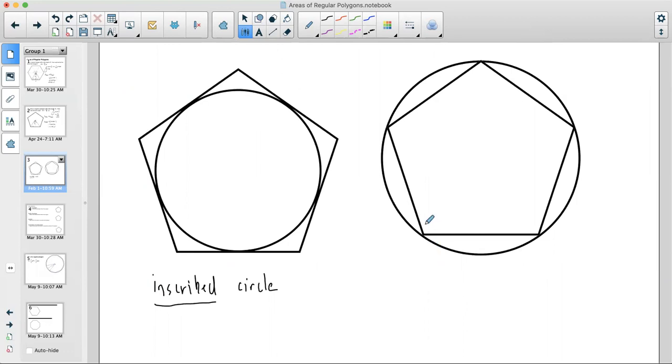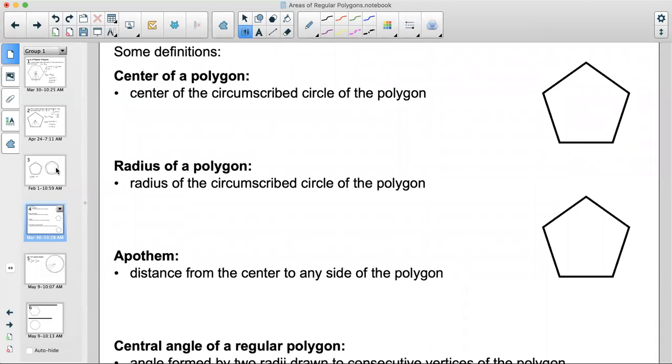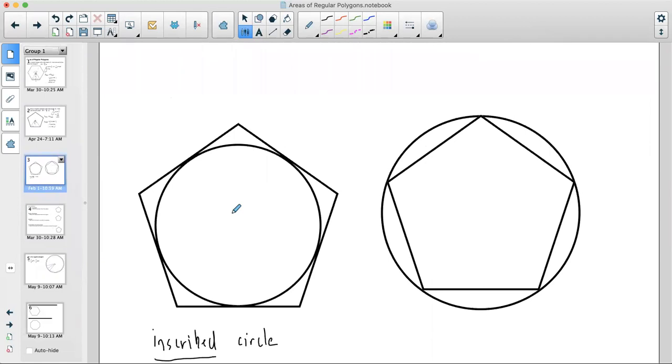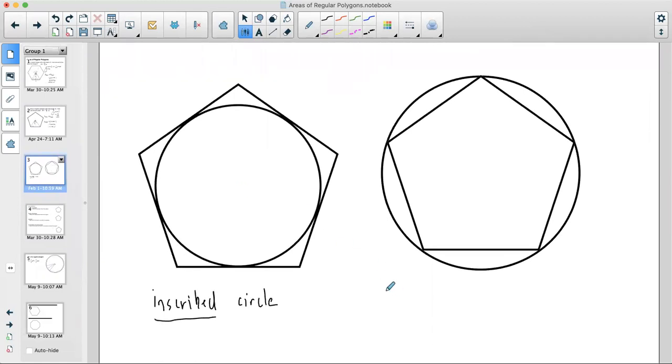I would say that this circle is an inscribed circle, but we call this circle that's on the outside the circumscribed circle. Circumscribed means it's on the outside and inscribed means it's on the inside, basically. That's enough information. These are some words that I'm going to use in the next slide for some definitions.